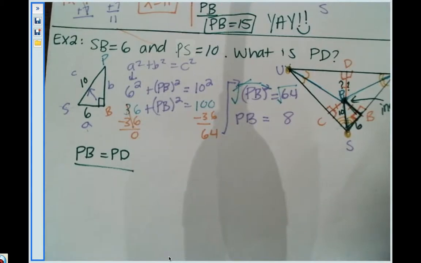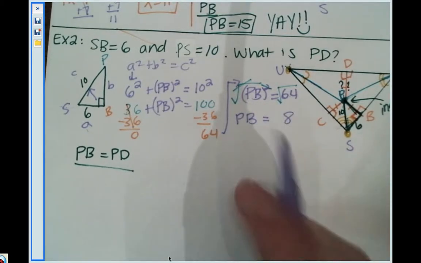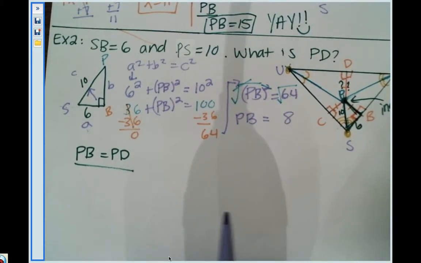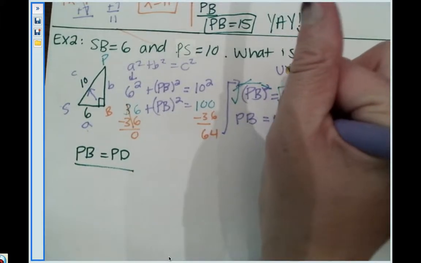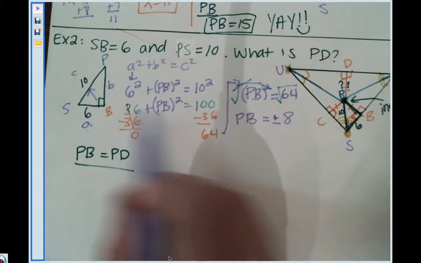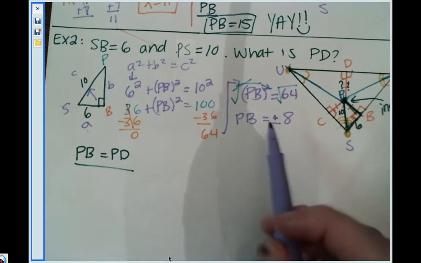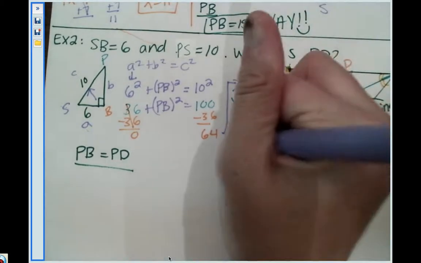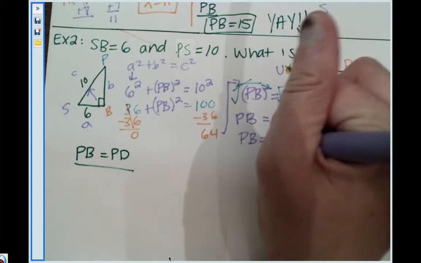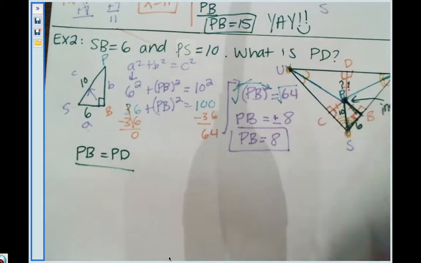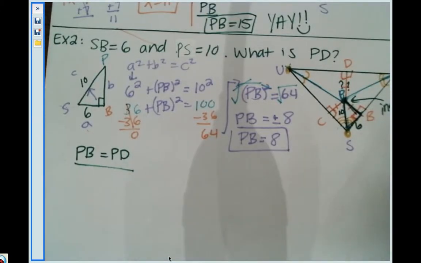Technically, when you square root both sides of an equation, what should pop up? A plus or minus should pop up, but does negative 8 make sense for the length of a side of a triangle? No, you cannot have negative 8. So when I write my answer, I'm just going to write the positive 8, which is the one that makes sense. All right, guys, awesome job.